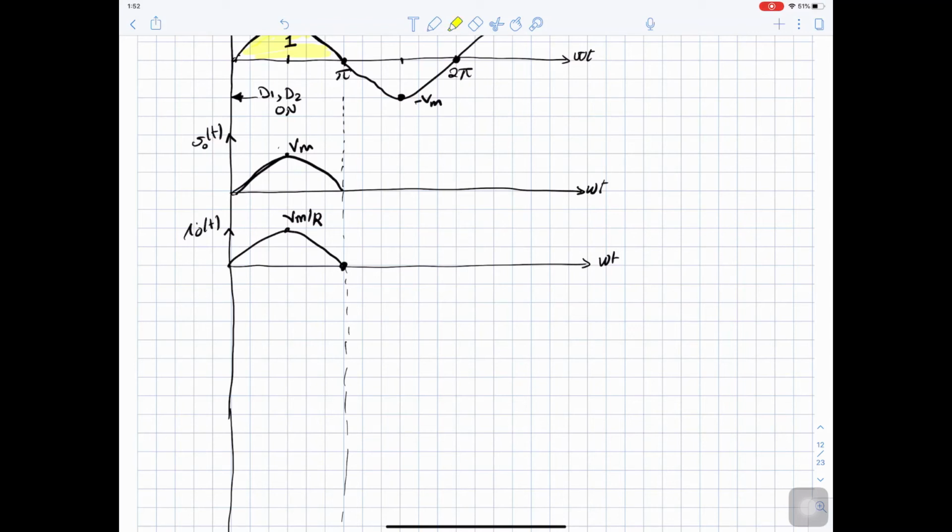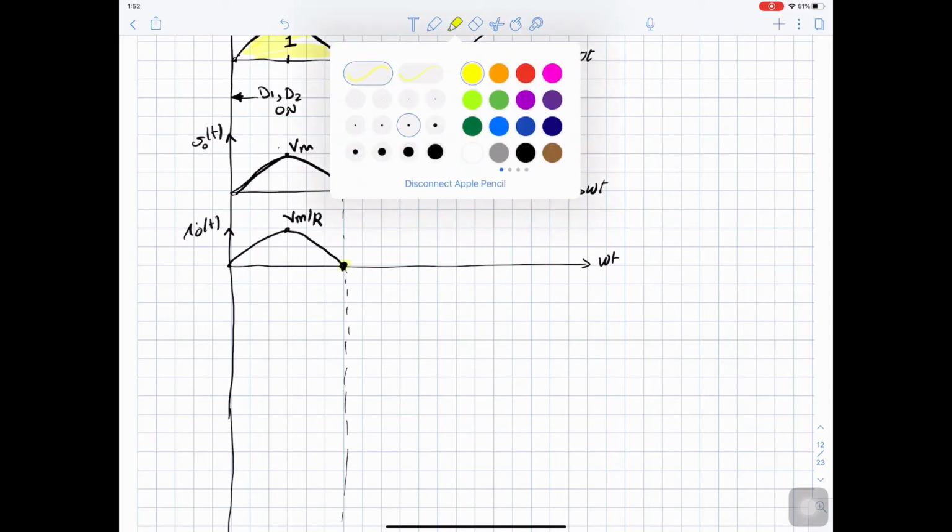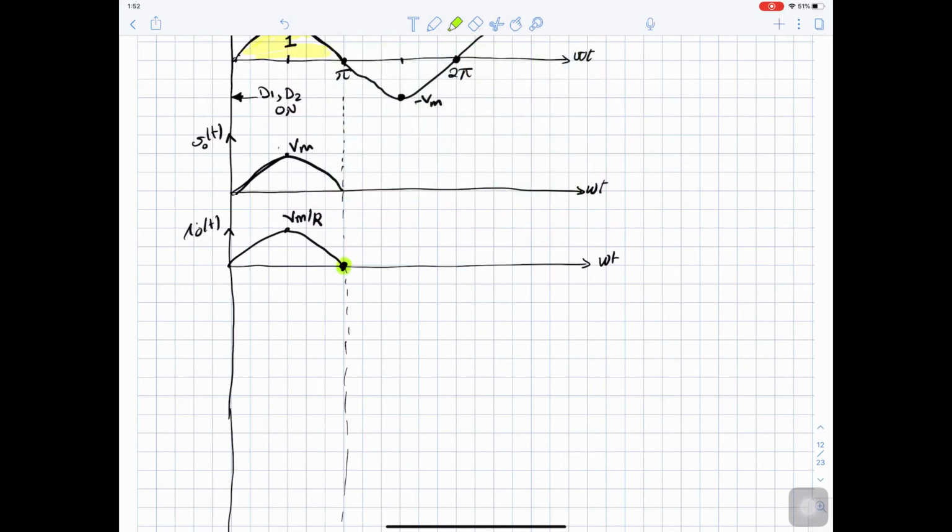And now we know that the current is 0 at this point. So we can go up and close here and say the diode will be operating up to this point. So at this point, the diodes will turn off. So the diode will turn on when it is forward biased, and it will turn off when its current goes to 0.